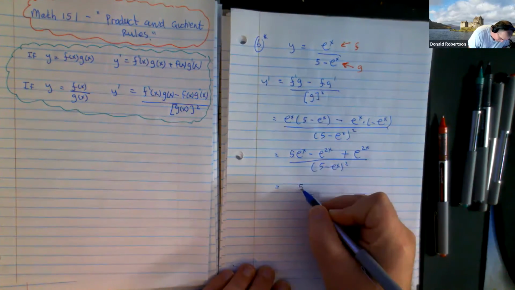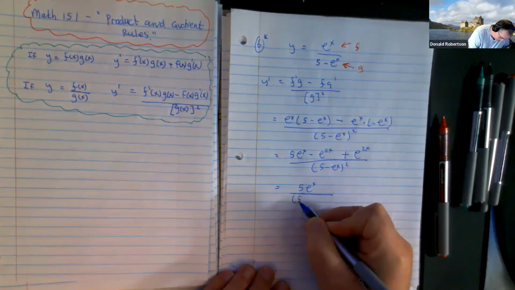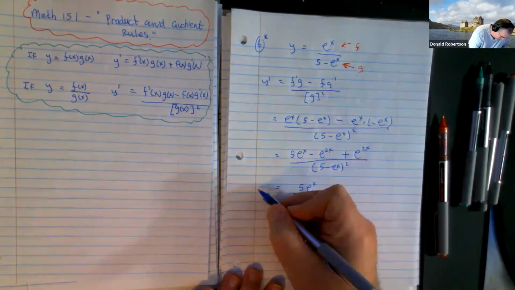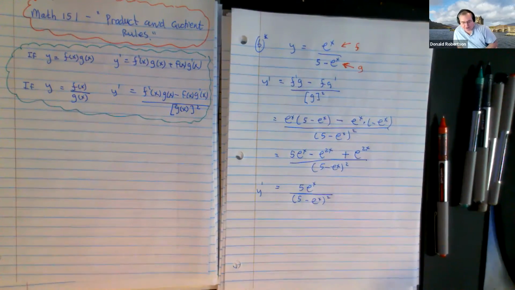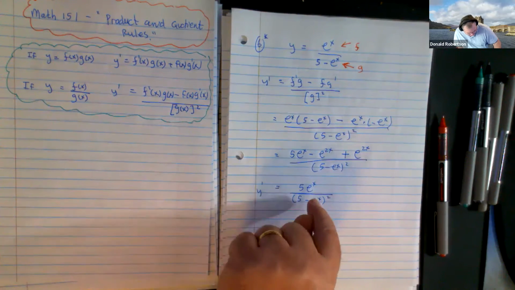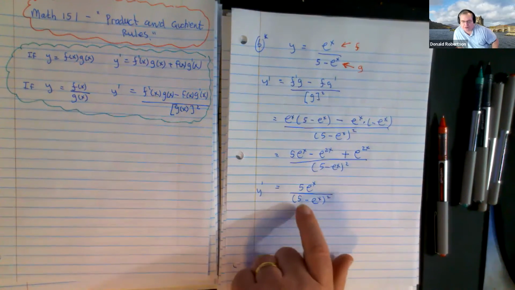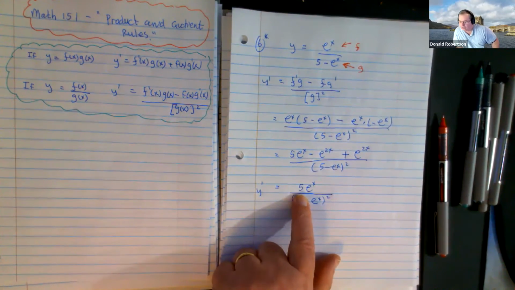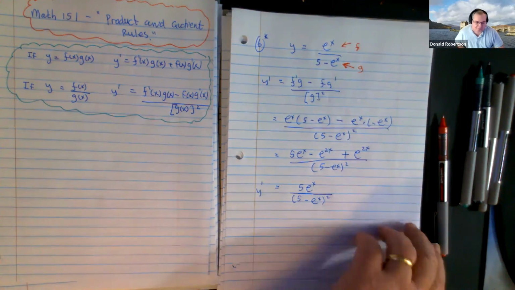So now you're left with, and good news, we're finished. Would you agree that's as good as that can be? Now, you are not allowed to cancel this e to the x with that e to the x. If you were thinking that was doable, it's not allowed. And the reason it's not allowed is that this is 5 take away e to the x. It's not just e to the x on its own, right? So nothing else can be done. This is as good as it's going to get.